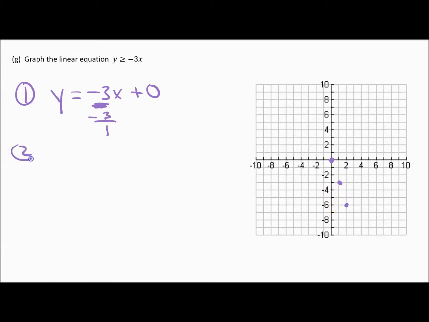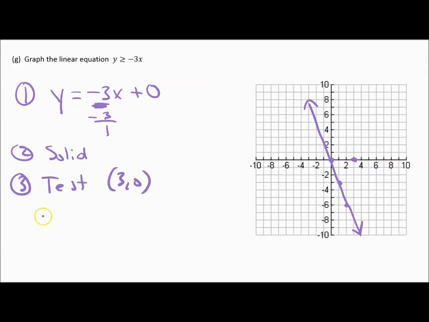Now, next question, do I do solid or dashed? I do solid because of the equal to. Greater than or equal to or less than or equal to, doesn't matter, is always a solid line. So I connect the dots with a solid line. And then I pick a test point. Now, I cannot pick my favorite guy. 0, 0 is on my line. So what do I pick? I don't know. What's wrong with 3, 0? It'll work just fine as long as it's not on the line.